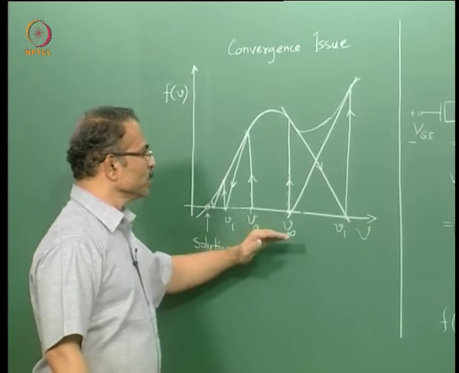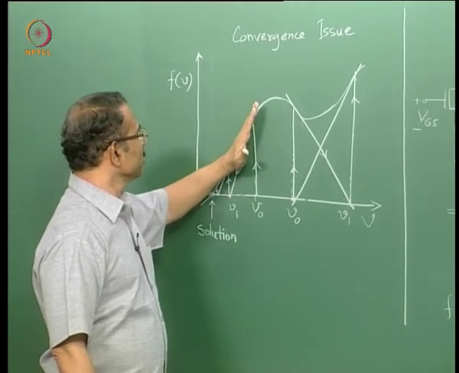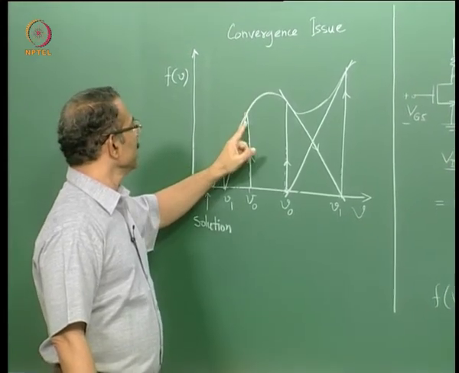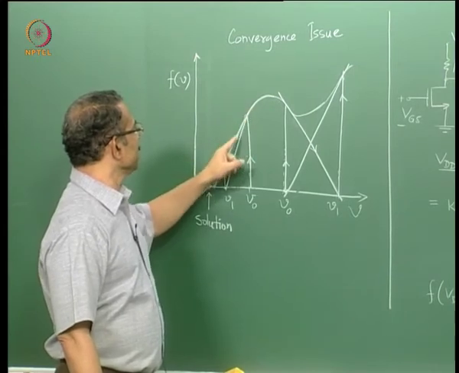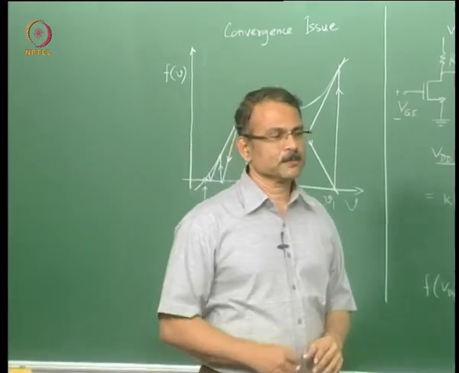So this discussion should tell you why the derivatives of the function or derivatives of the model are also important. If, for example, here at any of the points the derivatives were discontinuous, you may get into convergence problems.